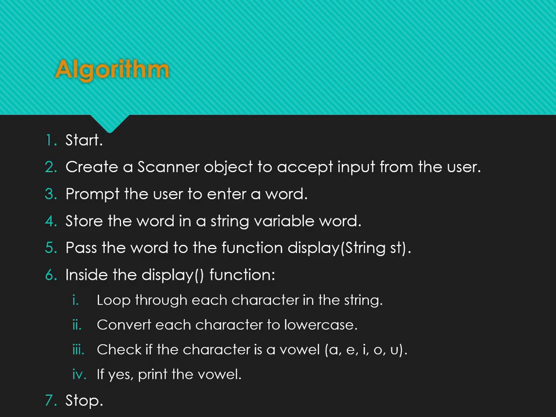Step 7. Check if the character is a vowel, that is, A, E, I, O, or U. Step 8. If it is a vowel, print the character. Step 9. End the program. This algorithm helps us plan the logic before writing the actual code.